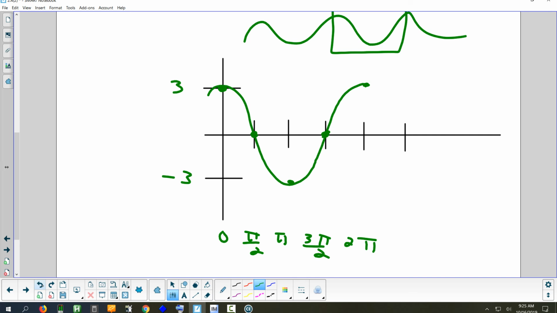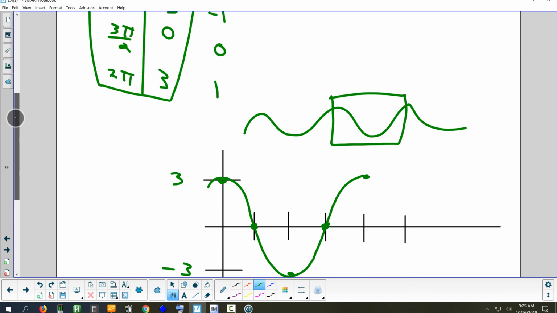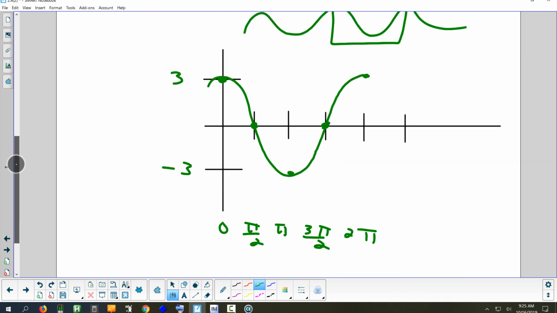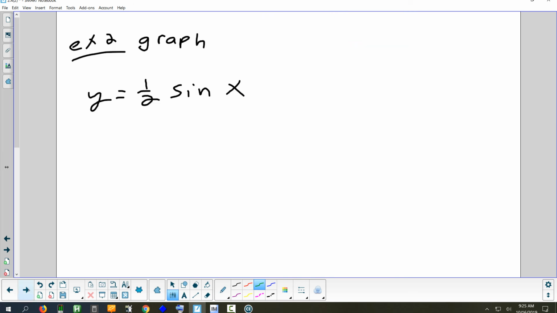And that's probably going to be because you're using different scales. Now, if you use the same scale on every problem, then all your graphs will look different, but you might run out of space. I might give you a real big one and it's not going to fit. So you're probably going to have to change your y scale. Any questions on the table or the sketch? Okay, let's try this one. 1/2 sine x.